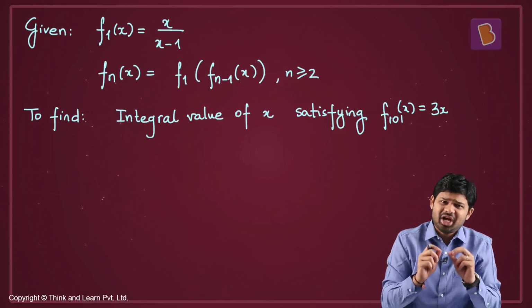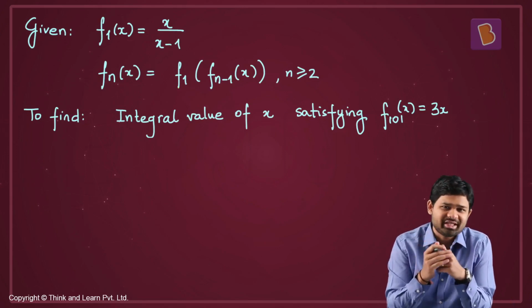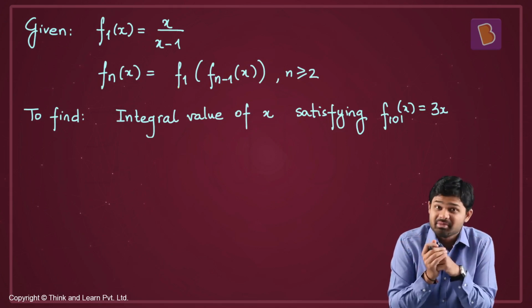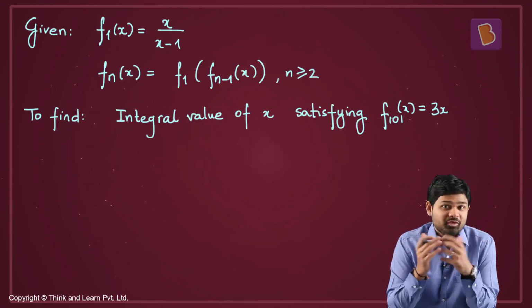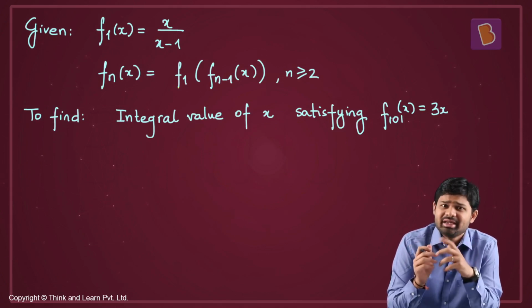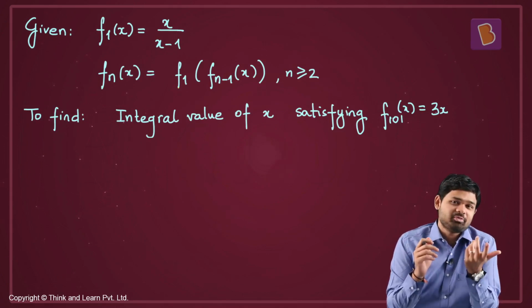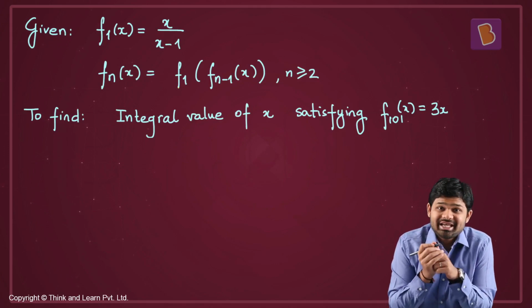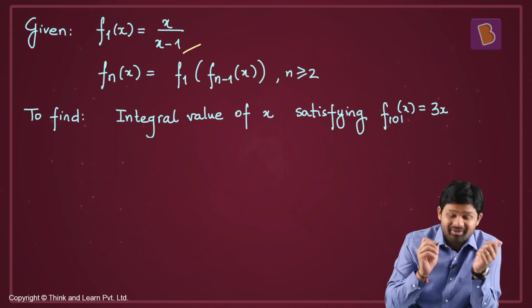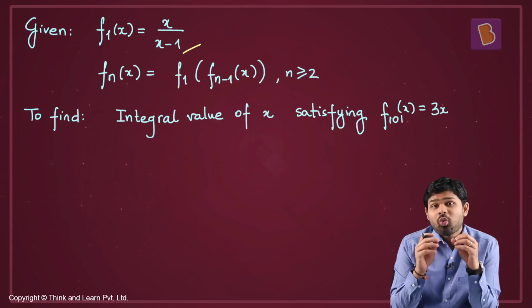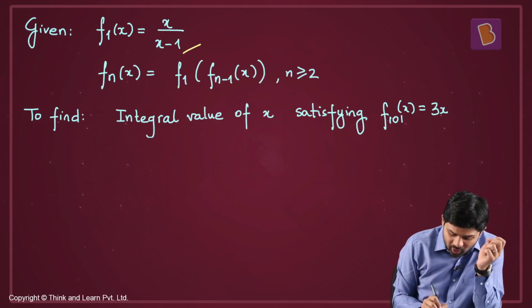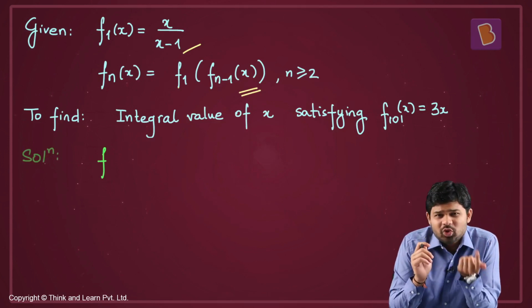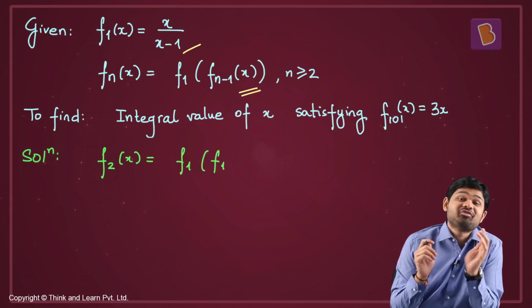So let's start in a very systematic way and see what f1 of x is, f2 of x is, f3 of x is, and try to build a pattern. In case a pattern emerges, then we're lucky and we can solve this problem easily. In case a pattern doesn't emerge, then we'll think of other ways in which this problem can be solved. So what is f1 of x? Well, f1 of x has been told to be equal to x divided by x minus 1. So what will f2 of x be? According to this formula here which is given, fn of x is f1 of fn minus 1 of x, which means f2 of x is f1 of f1 of x, right?